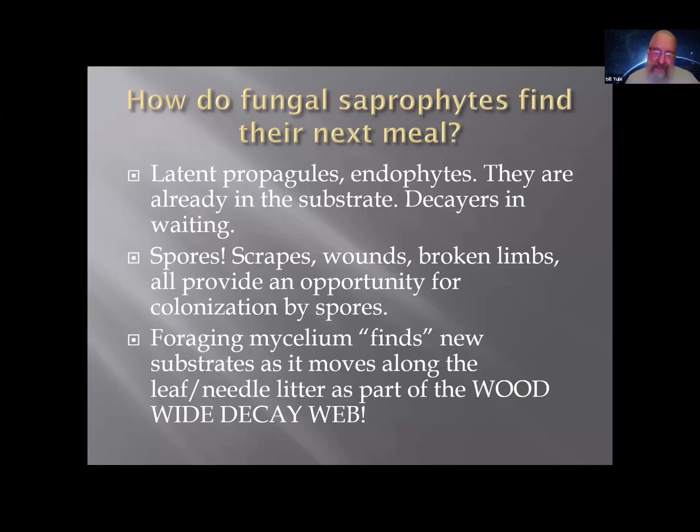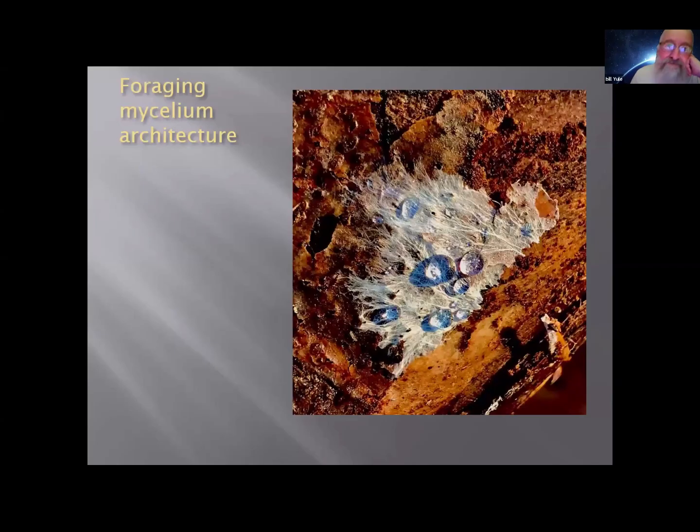But the way that's really interesting to me anyway is when the fungus exhausts the nutrients from one substrate and leaves that substrate and crawls underneath the leaf litter or the needle litter and goes searching for a new substrate. And so that's what I want to talk about next, that phenomenon.